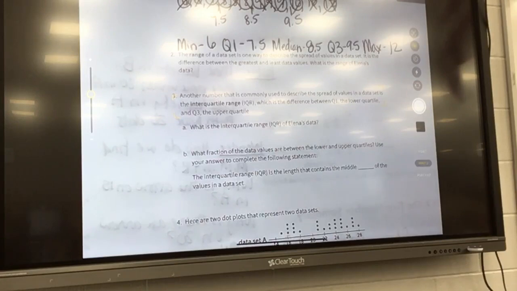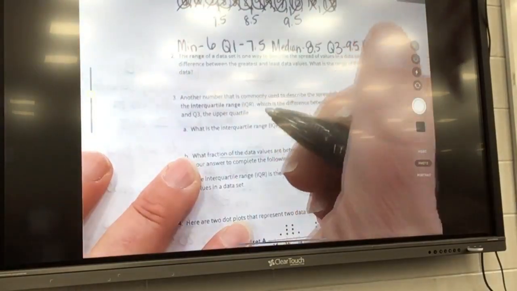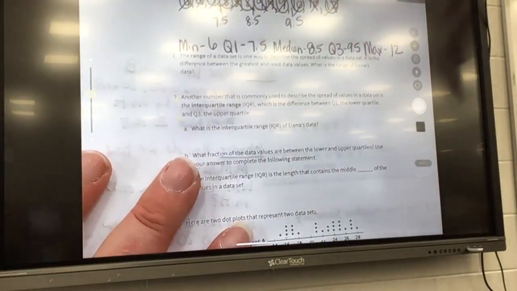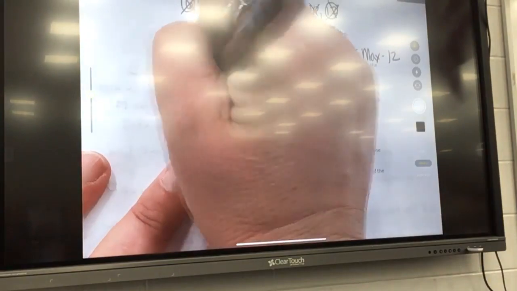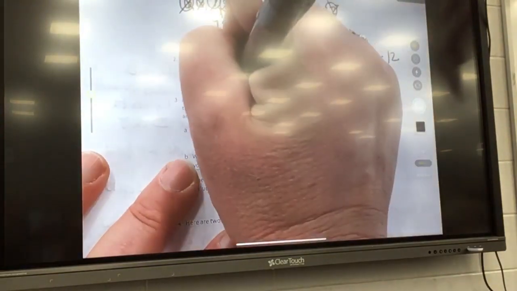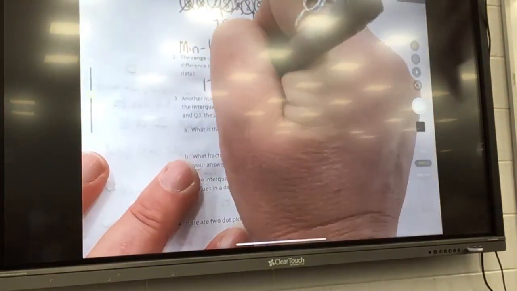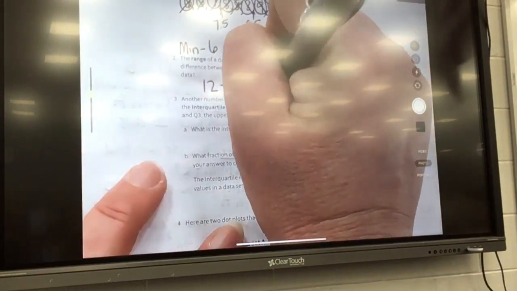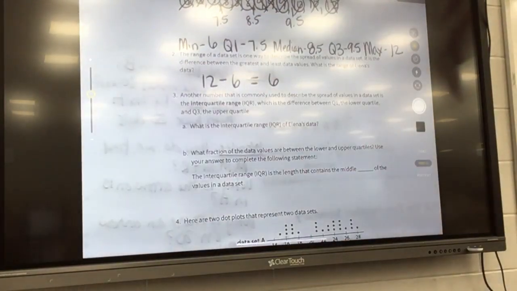Yes. So you're subtracting the smallest number from the largest number. What is our largest number? What does it tell us on our paper? Christiana. And what is our smallest? All right. 12 minus 6 would be 6. So our range for the whole data is 6.